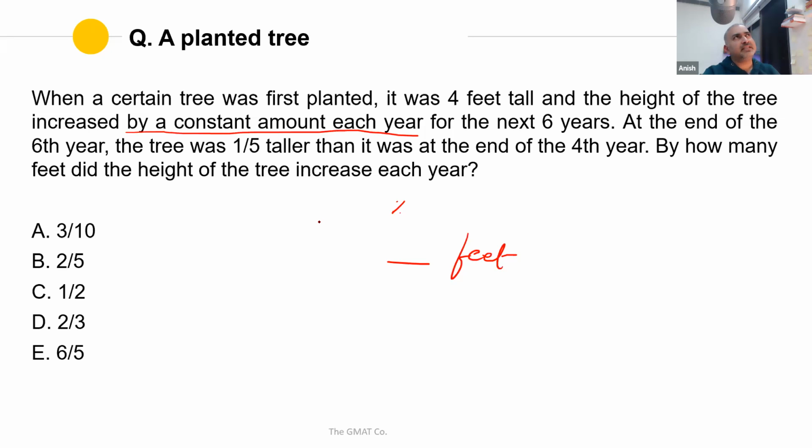At the end of the 6th year, it was 1/5 taller than it was at the end of the 4th year. So 2 years before, 1/5 taller. So whatever its height was at the end of the 4th year, plus 1/5 of that height, that's how much the height became at the end of the 6th year. By how many feet did the height of the tree increase each year?